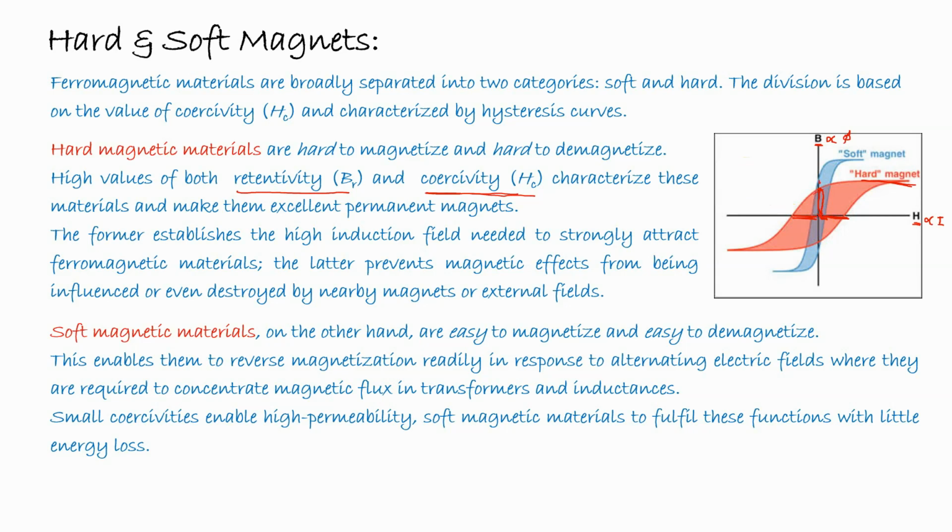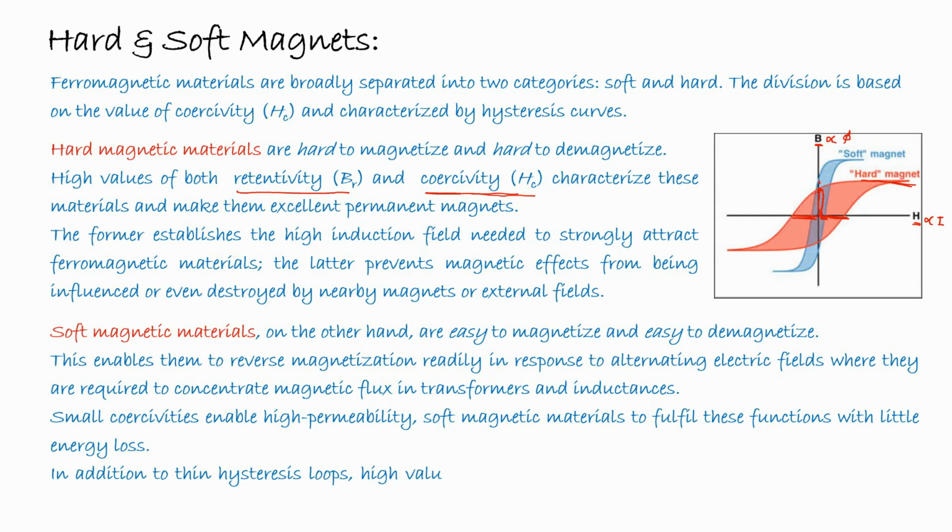If we use the hard magnet to develop the transformer and other electrical machines, then there will be a huge amount of losses because of this coercivity. On the other hand, if we use the soft magnet, then the material will be easily magnetized as well as easily demagnetized. So in this case, the hysteresis losses will be less. This term hysteresis loss we will discuss in the next lecture.